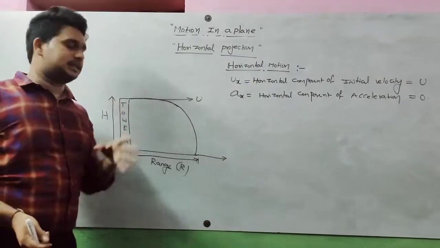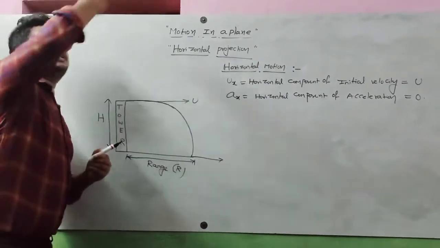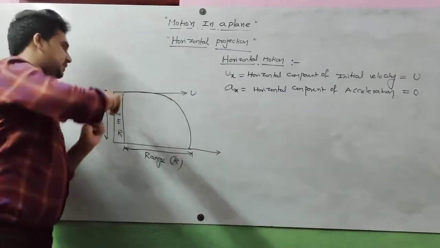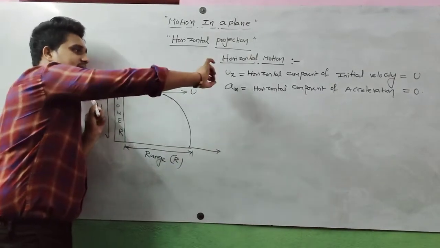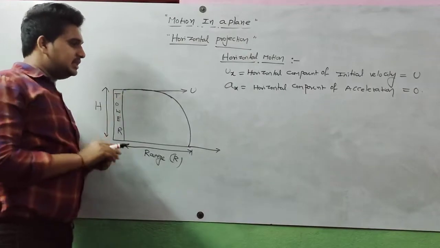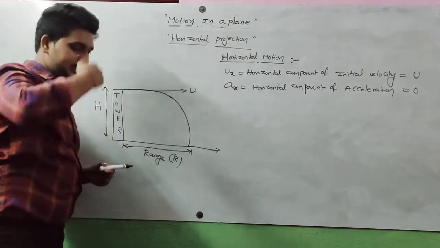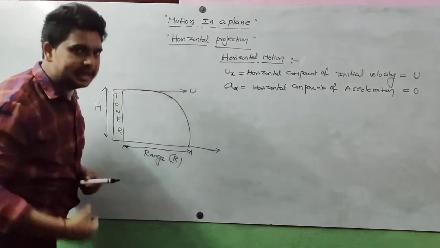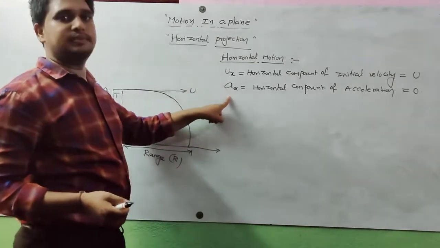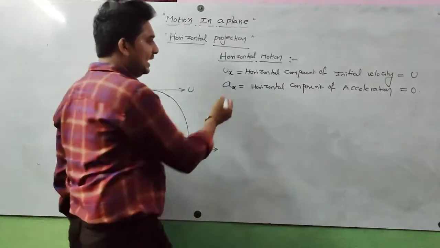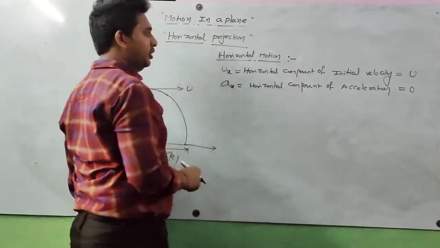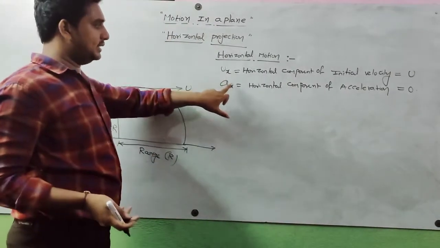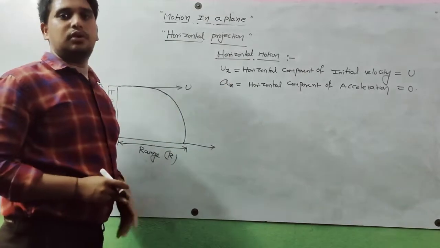Acceleration in x direction. Observe carefully. The body is projected like this horizontally. This is the tower. So here the body moves in this direction, that means in the y-axis direction. There is no acceleration in the x-axis. So here ax is equal to 0. This is very important. Horizontal motion: ux is equal to u, ax is equal to 0.